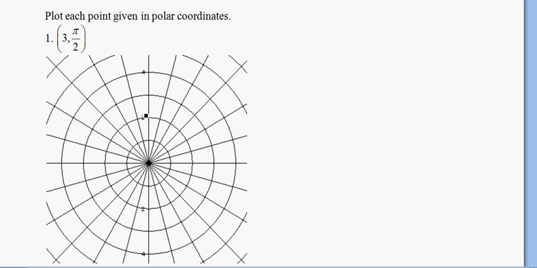So pi over 2 is the one that's straight up and down, and 3 is 3 away, so here's 1, 2, 3. So here's my point right here. I'll make it pretty fat so it's pretty clear. That's my point. Just keep in mind that if you have a negative radius, and we'll see that in a second, as opposed to going up 3, you would go down 3. So you'd go to the corresponding angle and then just go in the opposite direction, and we'll see that in an example in just a minute.